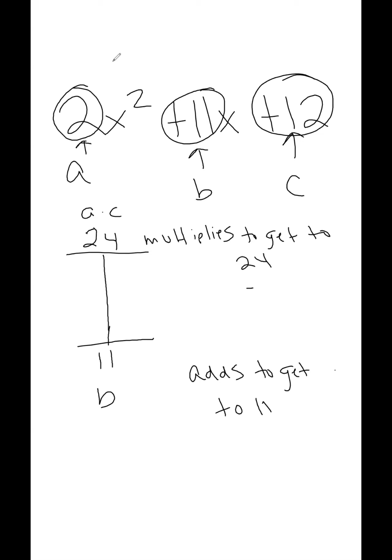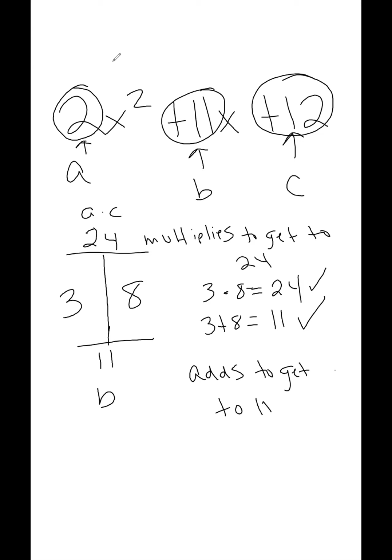We did 1 times, we did 2 times, now we do 3 times 8 equals 24. So that multiplies to get 24. 3 plus 8 equals 11. Check, check. We found 2 numbers that multiply to 24 and add to 11. So that's what goes here, 3 and 8. And it doesn't matter which side, you can do 8 and 3, 3 and 8. We just needed those numbers.